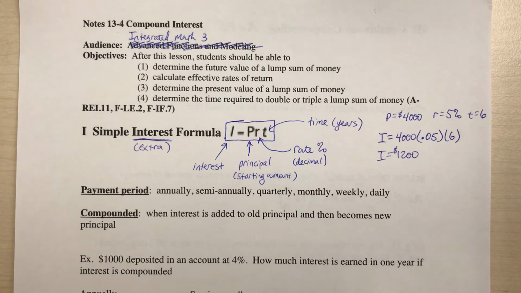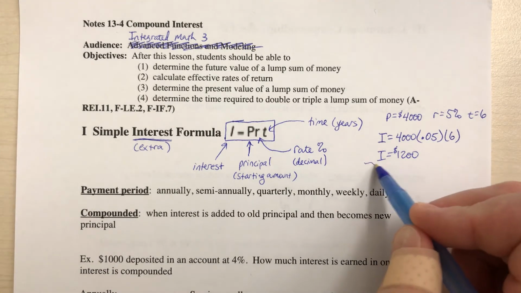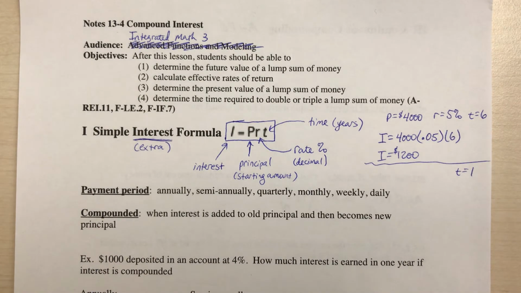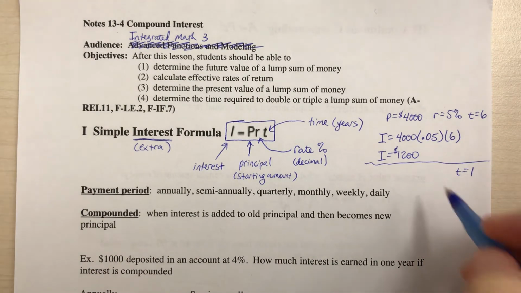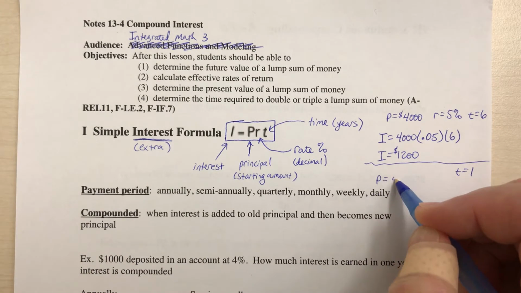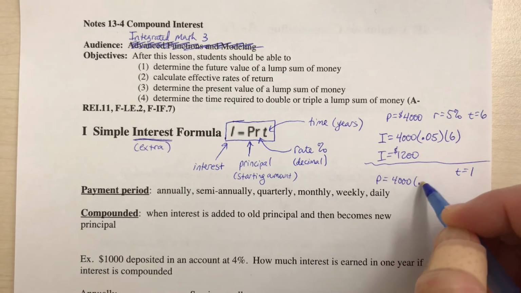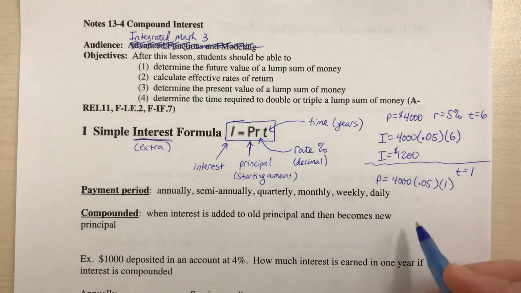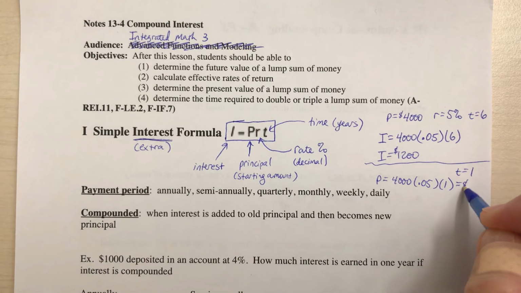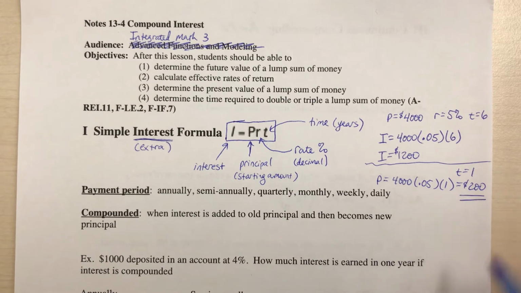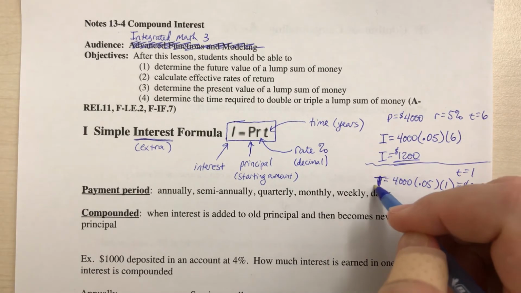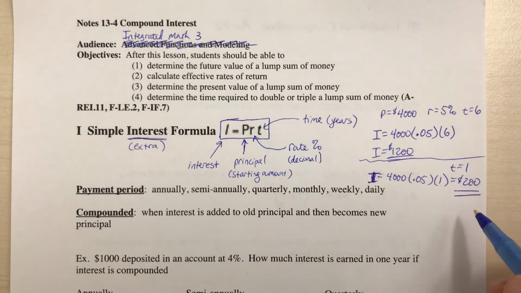Not too bad. Let's say the time was only for 1 year. Okay, so let's say same thing, but the time is only 1 year. How much would we make in 1 year? So principal is 4,000 times 0.05. Now the t is 1, so times 1. And if we work that out, that would be $200. So this is I equals, not P equals. So our interest would be $200.